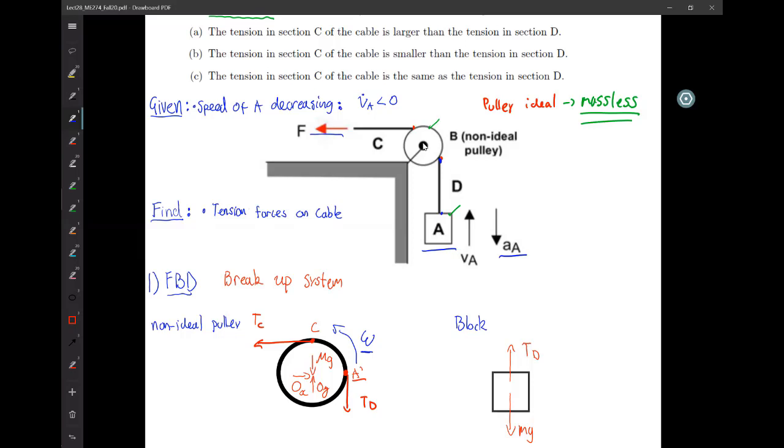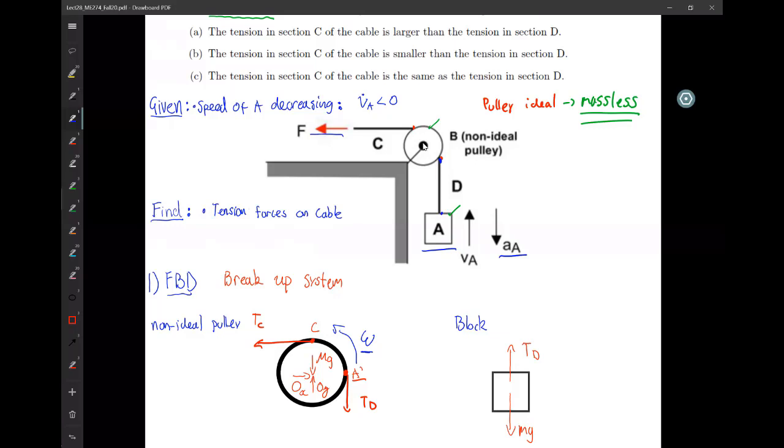Because when you're pulling, but you're decelerating, it means that the tension in D is pushing against your force, right? And Tc and the force are equal. Those are equal. So then in that case, Tc is smaller than Td, because Td is not only pulling up the weight, but it's also pushing against the force. Does this make physical sense?